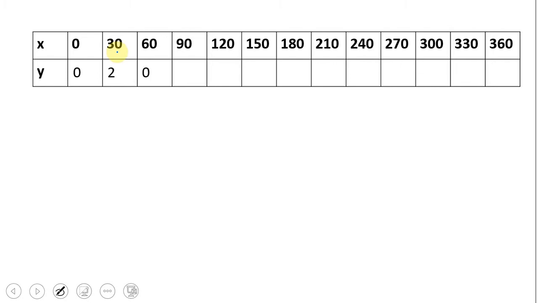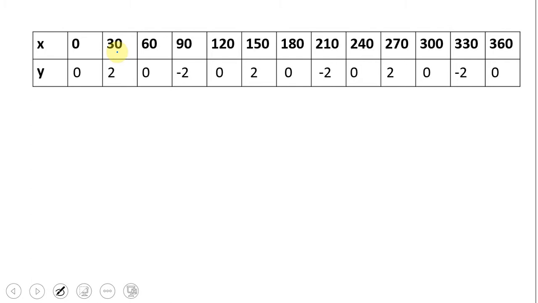X equals 60, y equals 0. X equals 90, we get minus 2. X equals 120, we get y equals 0. X equals 150, we get y equals 2. And in fact, it will carry on as a pattern. So we'll get 0, minus 2, 0, 2, 0, minus 2, 0.